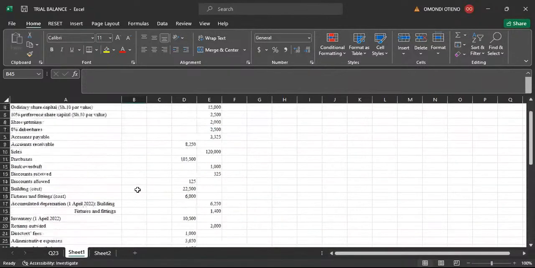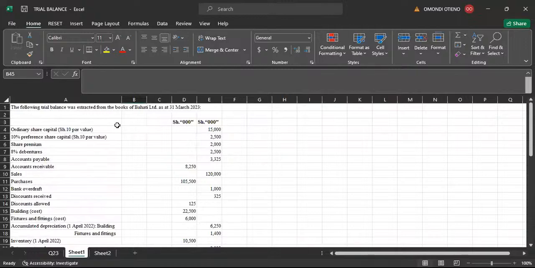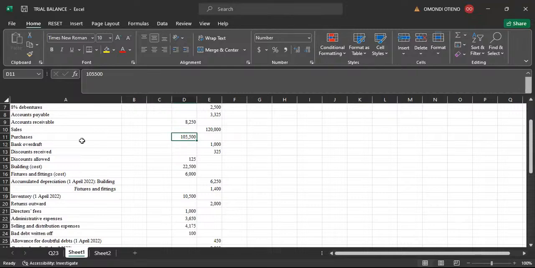But what are they giving us at the start? A trial balance. So we all know what a trial balance is. So this is what we have. The following trial balance was extracted from the books of Bahati Limited as at 31st of March 2023. So we have ordinary share capital, 10% preference share capital, then share premium, 8% debentures, accounts payable, accounts receivable, sales, purchases.